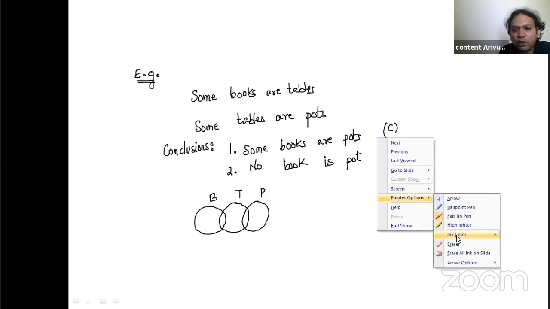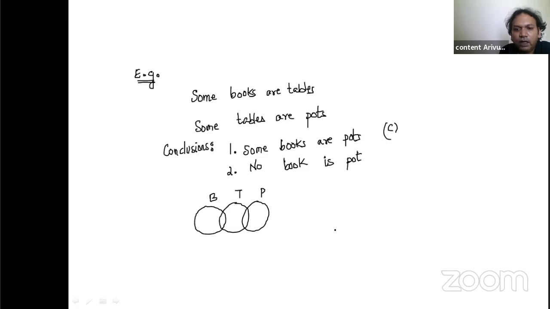Let me write that note once again for you. It's okay if you have written it down earlier, it's fine. Otherwise, you can write it once again.